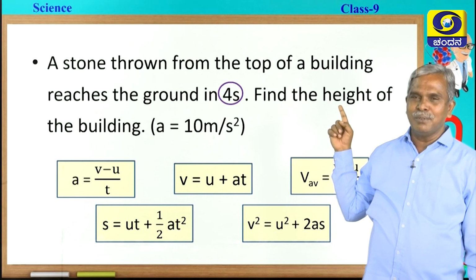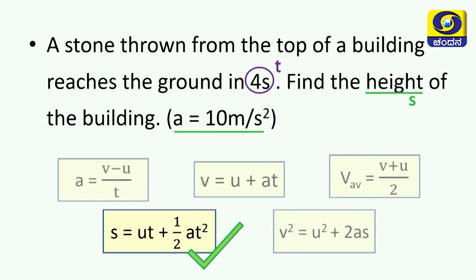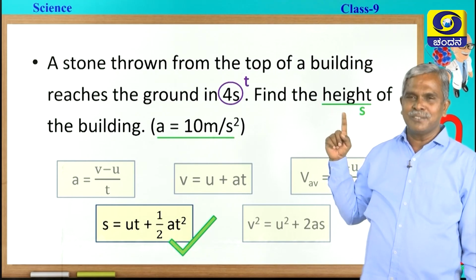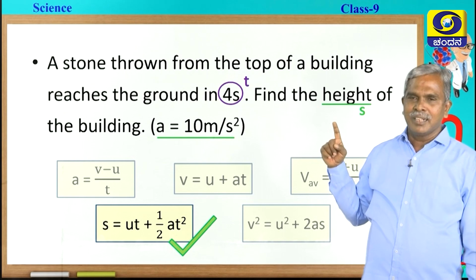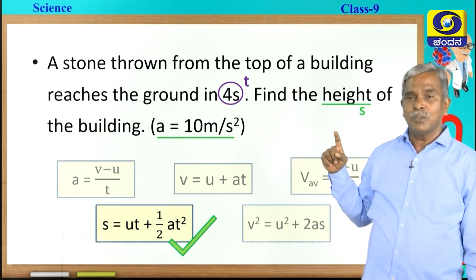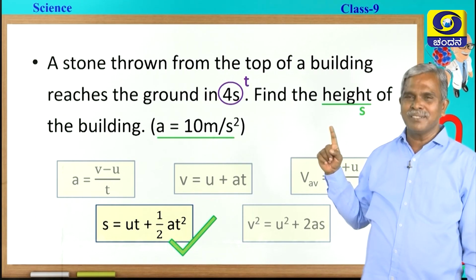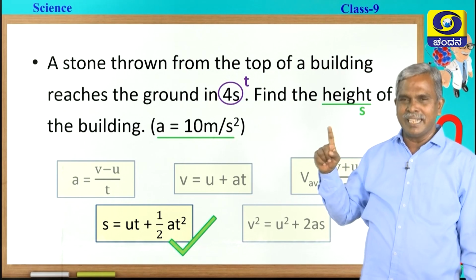So, let us see once again. They had given T, you need to find out S, A they had given, U is 0. So, therefore, S is equal to U T plus half A T square, you can use. Can't we use V square is equal to U square plus 2 A S? No, we cannot use it. It is better to use S is equal to U T plus half A T square because it is given directly.